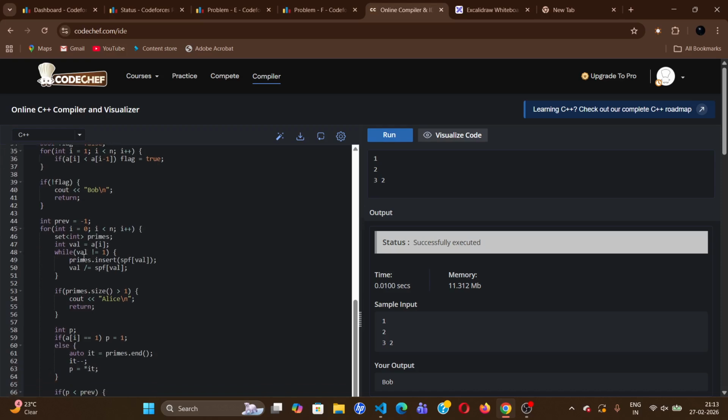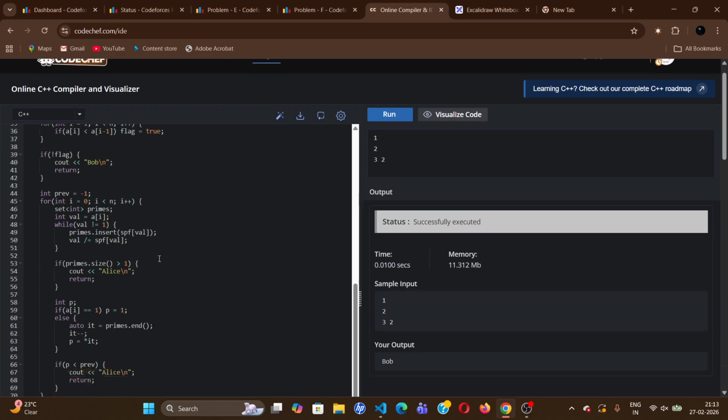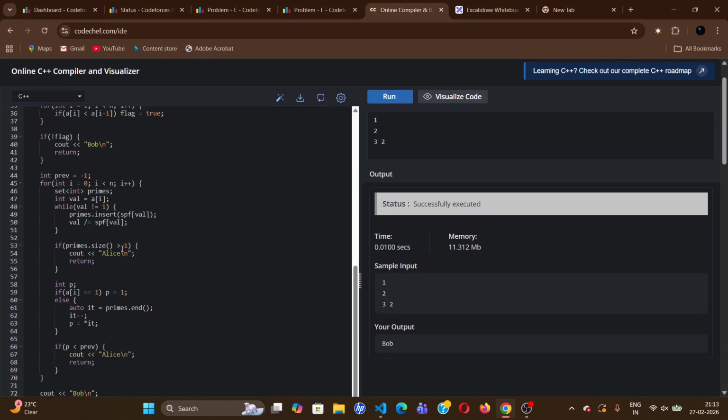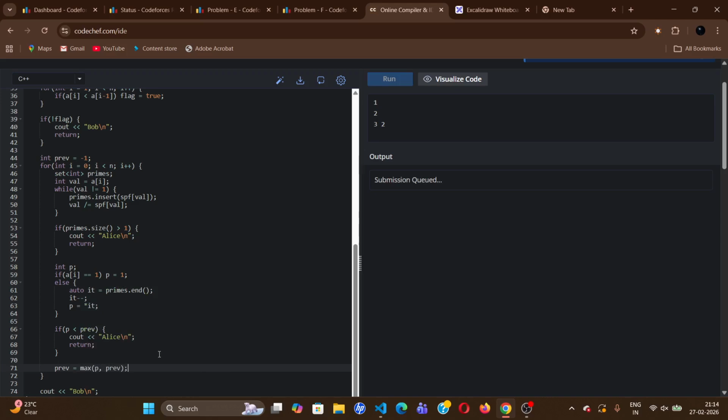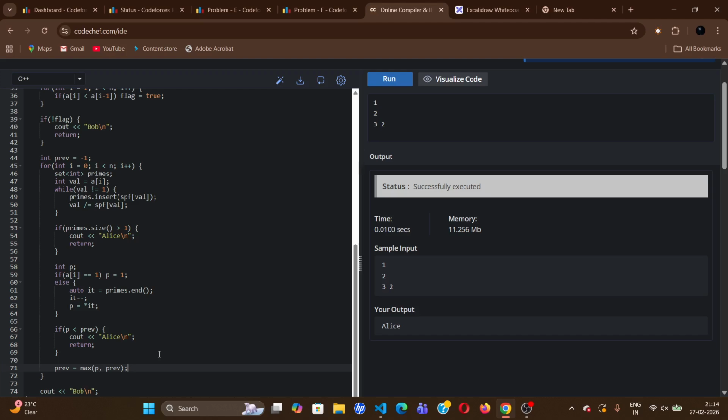3 2. To 0 primes. L equals to SPF, primes to insert SPF of P, P equals to previous. Okay, I'm not changing the previous. So P equals previous. Alice. Okay.